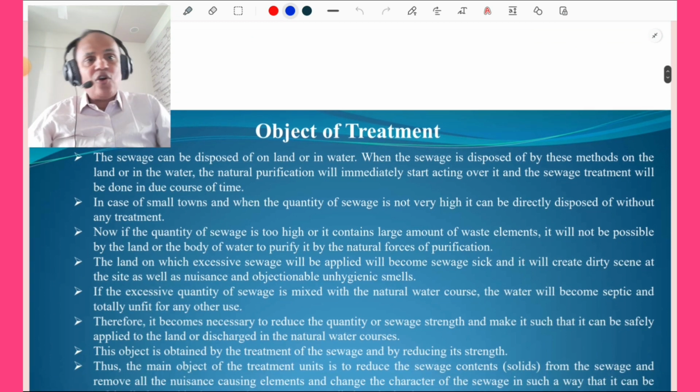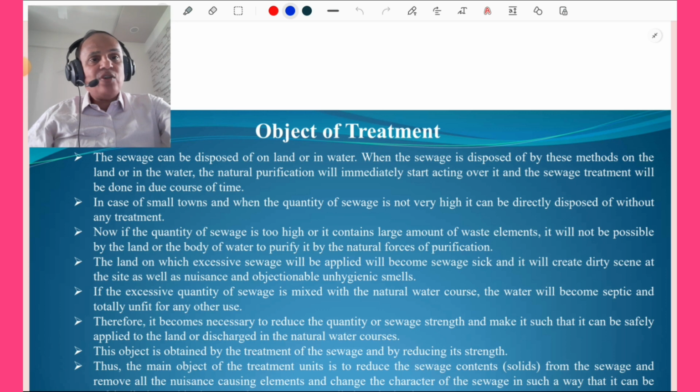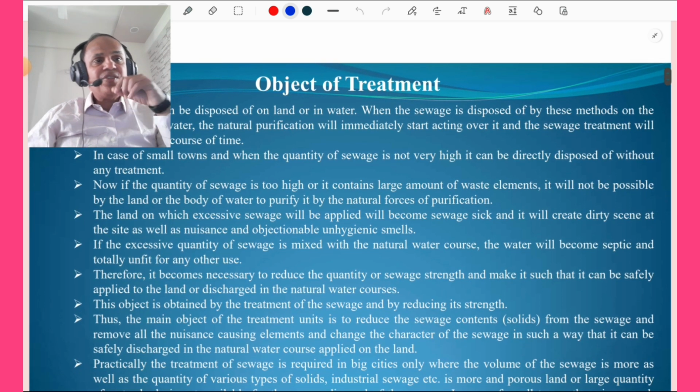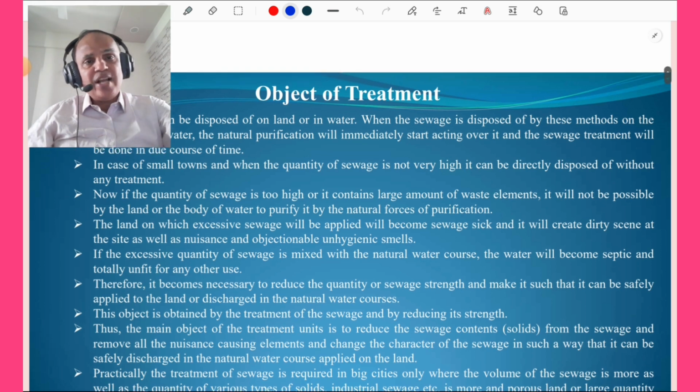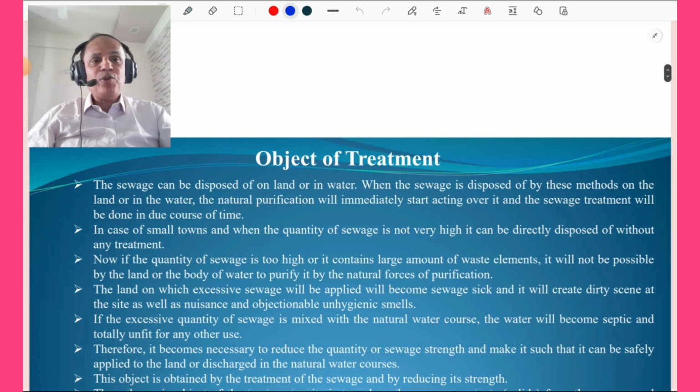Then we have to discuss the object of treatment. Why is this treatment required, or what is the object of the treatment? The sewage can be disposed of on the land or in water, as discussed earlier. When the sewage is directly disposed of by means of these methods into land or water, the natural purification will immediately start acting over it, and the sewage treatment will be done in due course of time. As discussed earlier, when sewage is put on the land or water, in water self purification of stream starts, as well as on the land oxidation takes place, but it requires certain time.